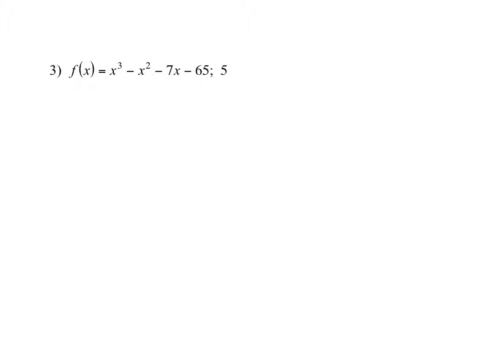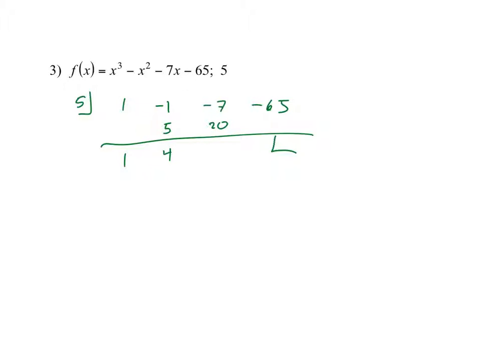So here, let's start again. 5. I have 1, negative 1, negative 7, negative 65. So 1. 1 times 5 is 5. Negative 1 plus 5 is 4. 4 times 5 is 20. Negative 7 plus 20 is 13. 13 times 5 is 65. And this is 0. So x squared plus 4x plus 13 equals 0.